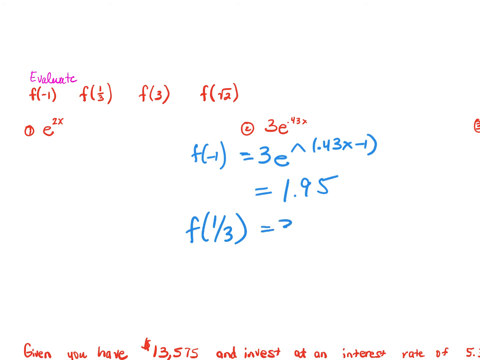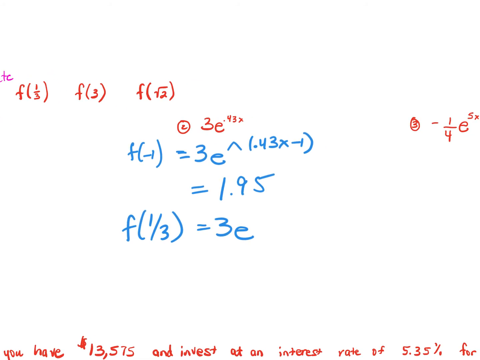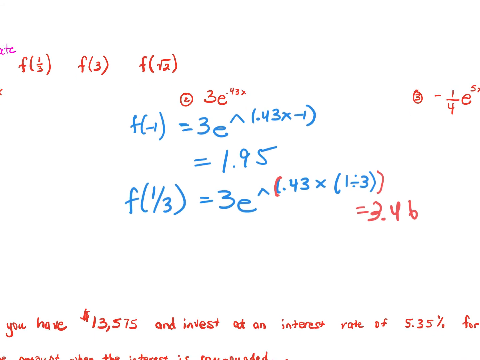So you would, in your calculator, hit 3E. Then your caret button comes up. So you have parenthesis 0.43 times, watch, parenthesis 1 divided by 3. You have to close that parenthesis and then close the whole exponent parenthesis. You'll have a double parenthesis there at the end. All right, so everyone's getting about 3.46 or so.